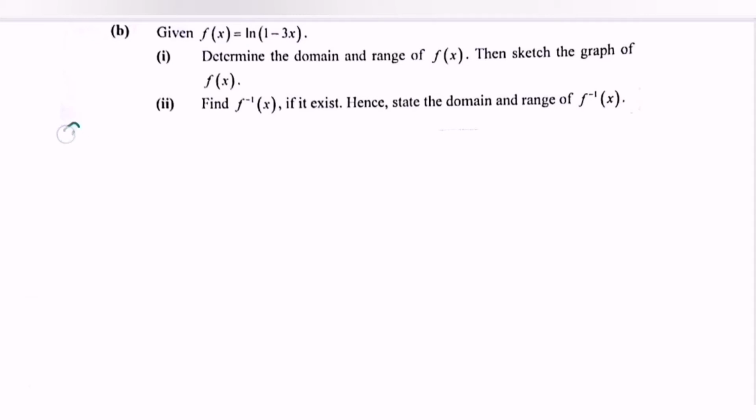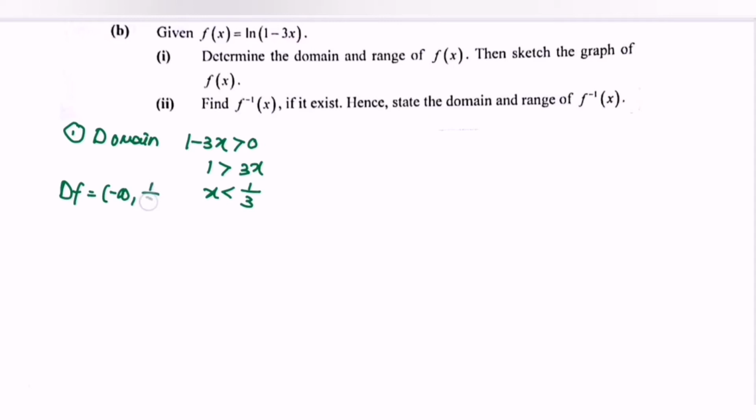Find the domain, step number 1. For the domain, 1 minus 3x, since this is a ln function, must be greater than 0. So rearrange, 1 greater than 3x. So finally, x is less than 1 over 3. So that is the domain: negative infinity until 1 over 3, where 1 over 3 is not included. The second step is the asymptote, where we have x equal to 1 over 3.